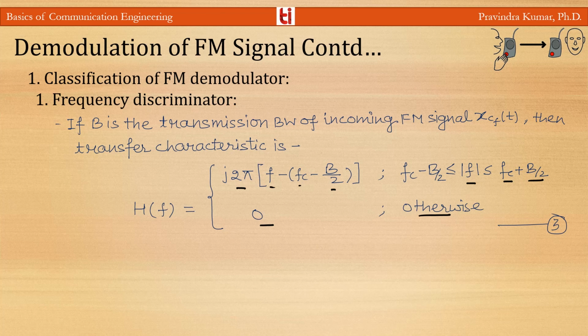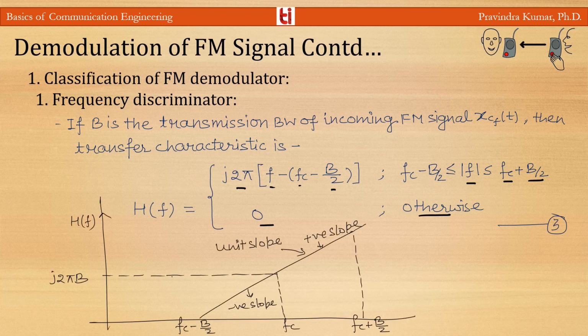This is the transfer characteristic of the so-called slope circuit, and you can see this slope circuit in this figure. Here before fc it is a negative slope, and after fc it is known as the positive slope. This is unit slope, and this point is fc - B/2, and this point is fc + B/2, and other than these, the value of H(f) is 0. And at frequency f equal to fc, H(f) will be j2πB, so it is equivalent to what we required.